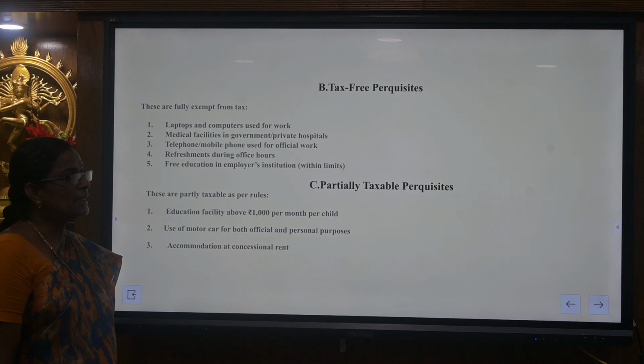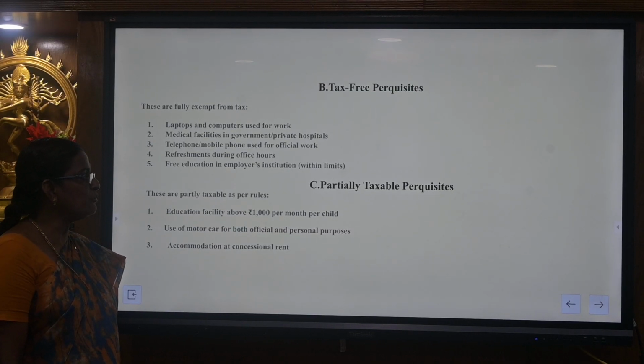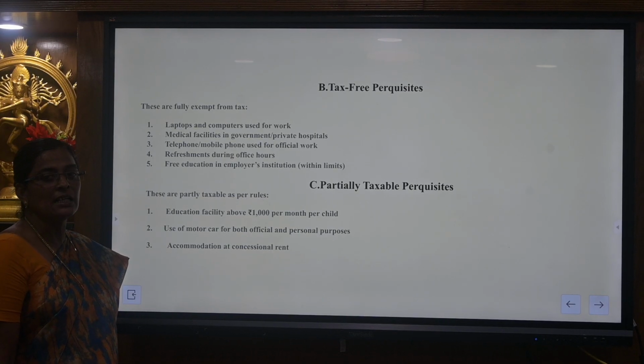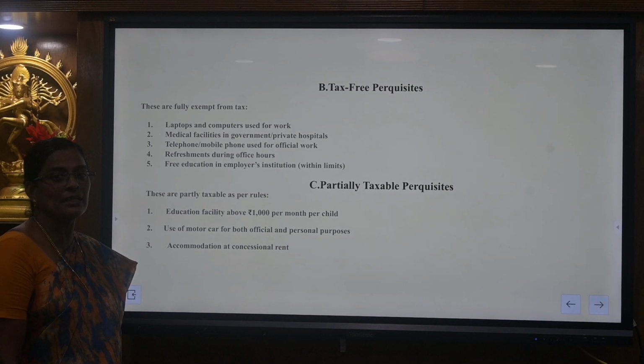The next one is tax-free perquisites. Under these perquisites, the perquisite is not taxable to anyone. The first ones are laptops and computers used for work, medical facilities given in government hospitals as well as in private hospitals, telephone or mobile bills used for office purposes, refreshment during office hours, and free education in the case of the employer's institution. If the employee's children are studying in the employer's organization, in such a case they can claim free perquisites.